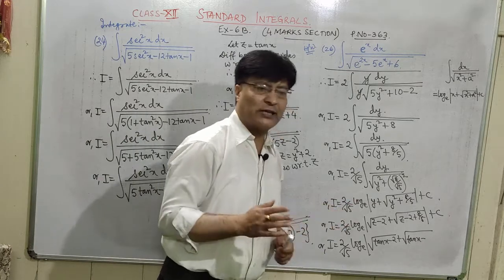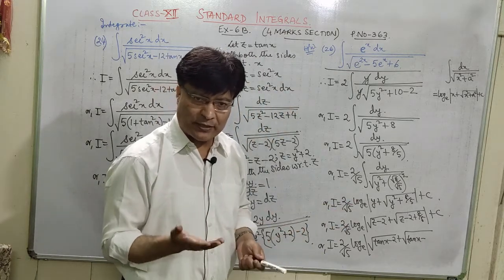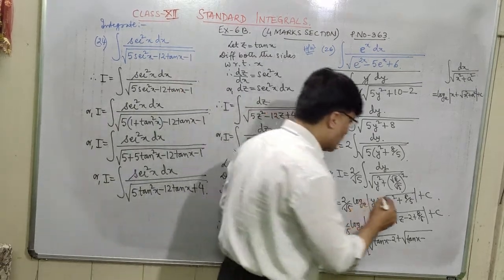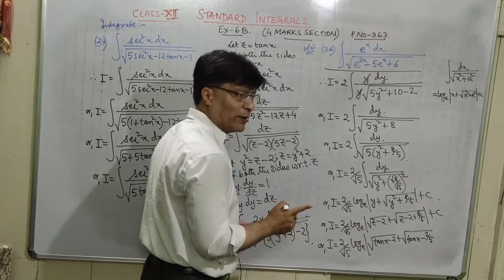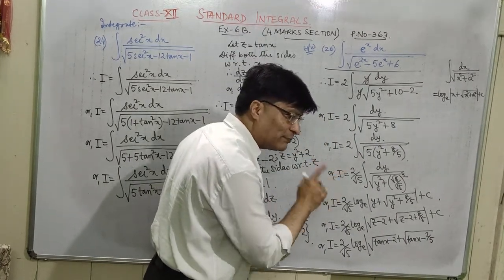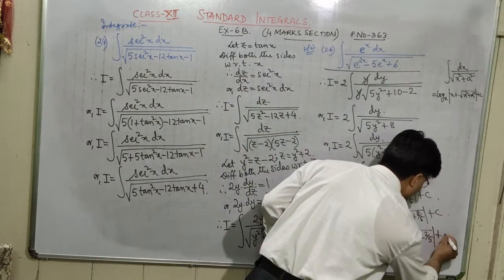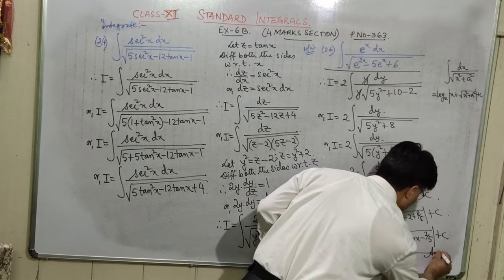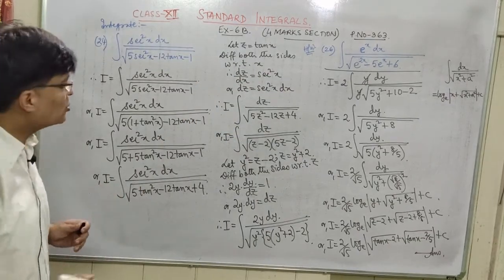So minus 2 plus 8 by 5, what is it? 5 2s are 10, and if you subtract 8 from 10 you will get 2. So it will be minus 2 by 5. Minus 10 plus 8 is minus 2 by 5. So mod sign is closed plus c. So this is the final answer. So I think you have understood it.